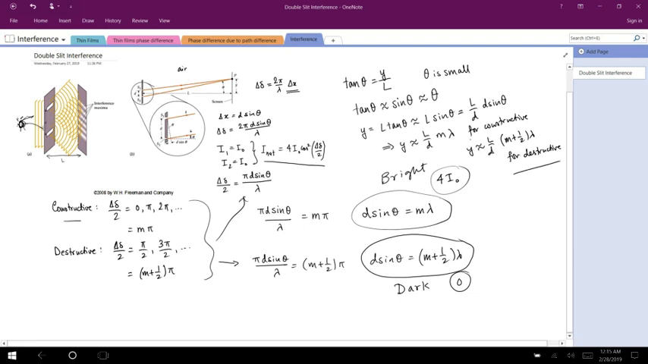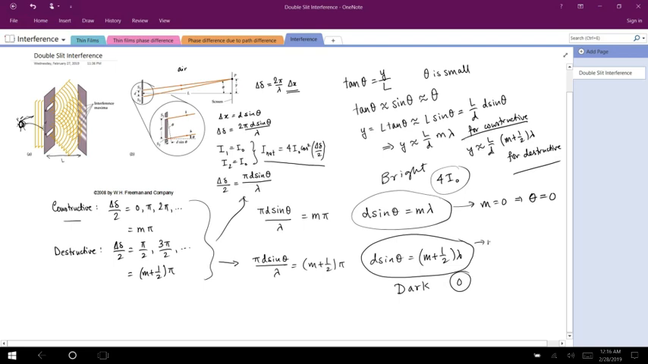right? So now, knowing L and D and lambda and m, we can figure out the position for y. One thing we can immediately see is that if I plug in m equals 0, because D and lambda are not 0, m equals 0 will lead to theta equals 0. And this can only happen for the constructive case, because if I plug in m equals 0 over here, I will find that D sine theta is equal to 1/2 lambda. So theta has a positive value, which means it's not exactly at 0. So the dark spot is not exactly at theta equals 0, right?